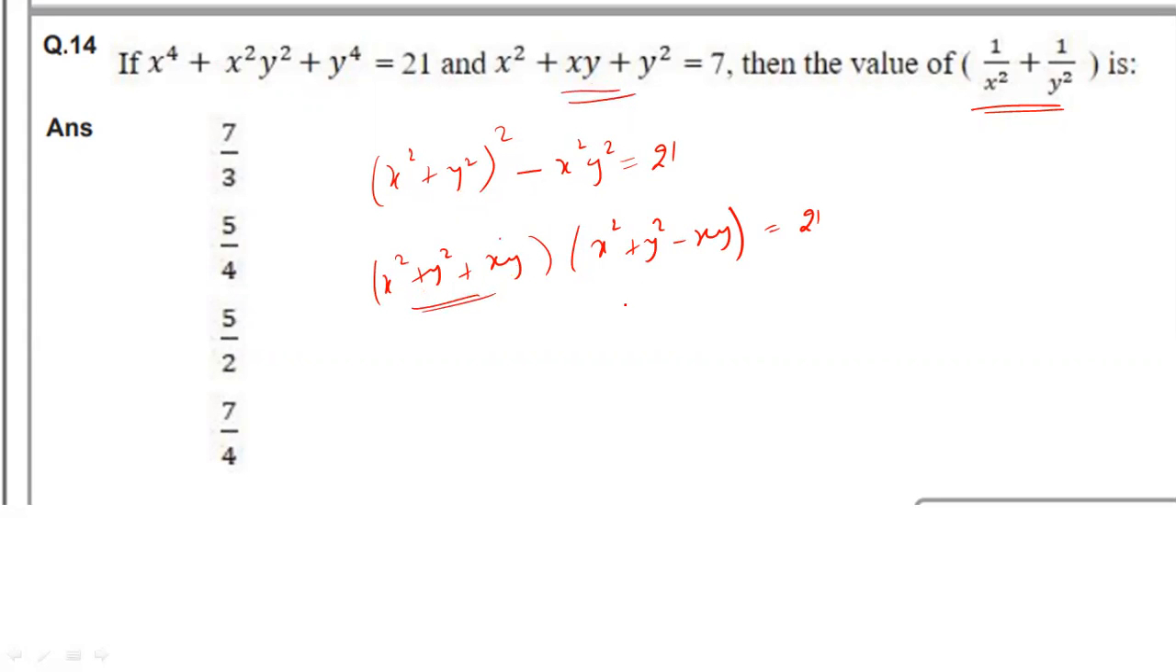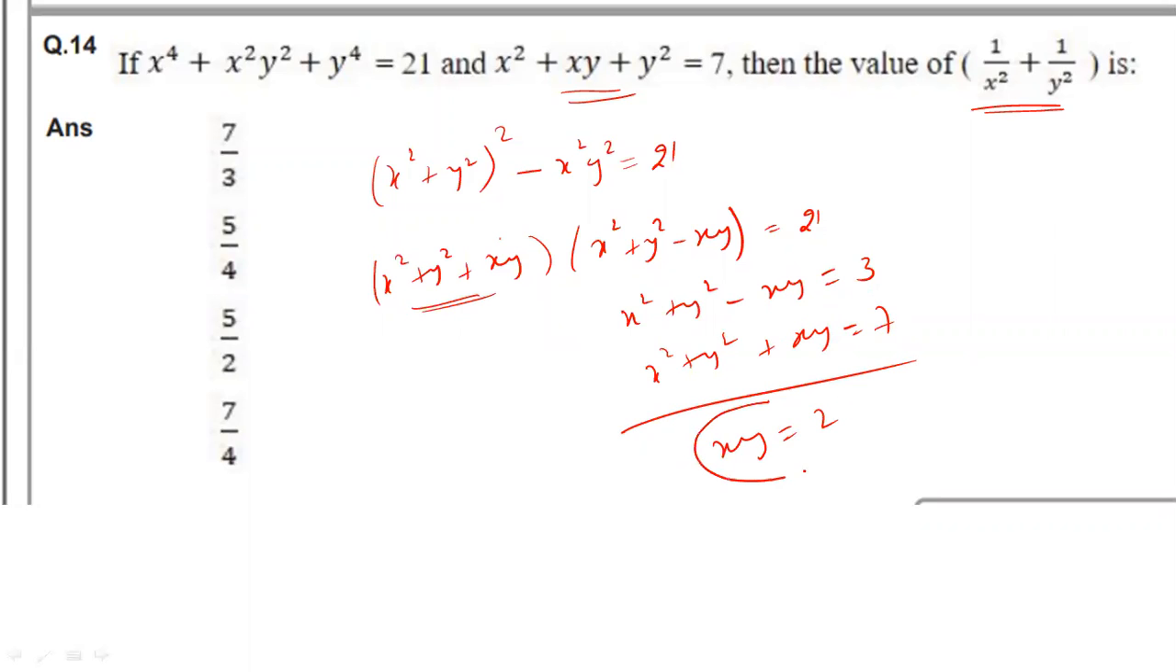So if this is 7, we get x square plus y square minus xy is equal to 3, because 7 by 3 is 21. And we know that x square plus y square plus xy is 7, already given. From this I can find the xy value is 2, that is (7 minus 3) by 2. So if xy is 2, what is he asking here?